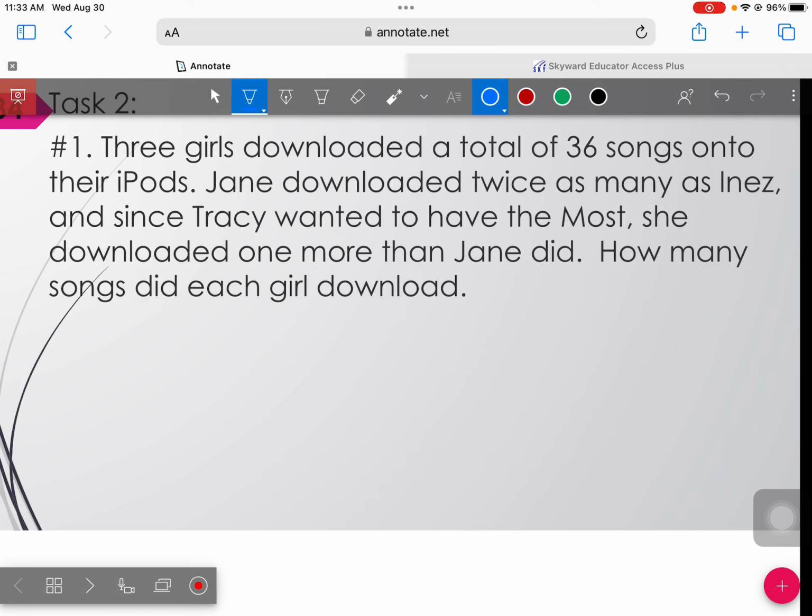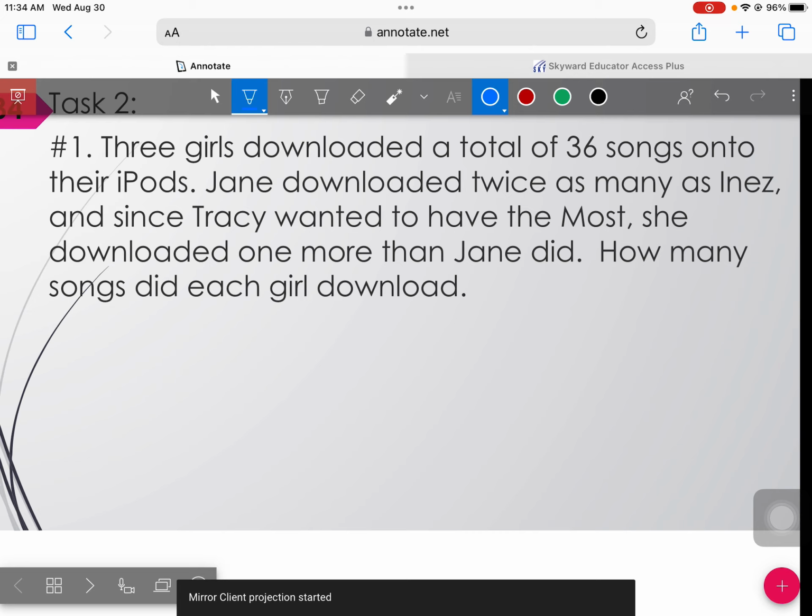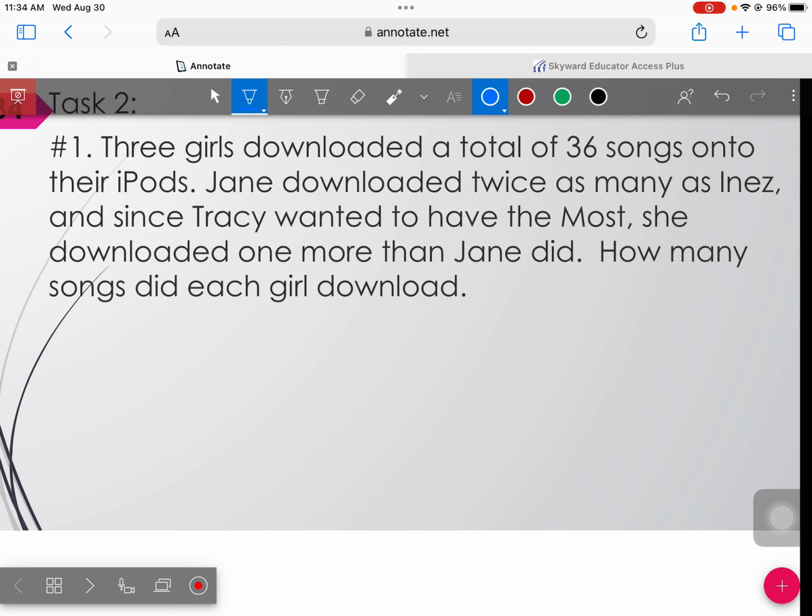Three girls downloaded a total of 36 songs onto their iPods. Jane downloaded twice as many as Inez. Tracy wanted to have the most. She downloaded one more than Jane did. How many songs did each girl download?